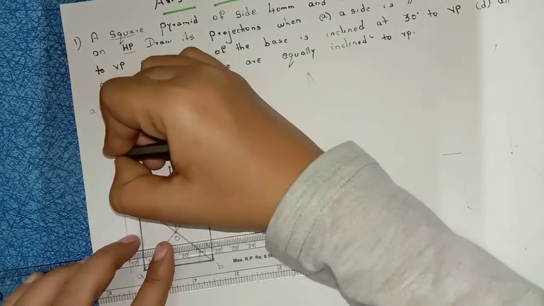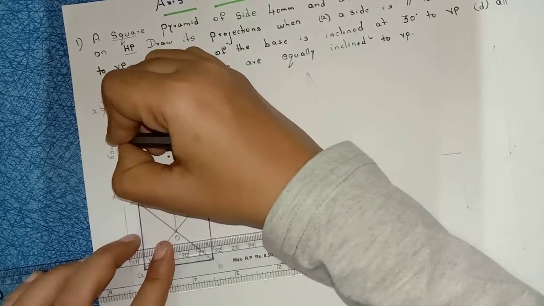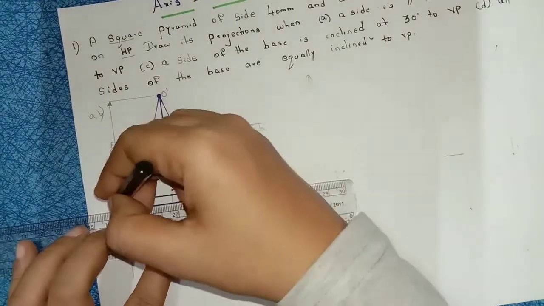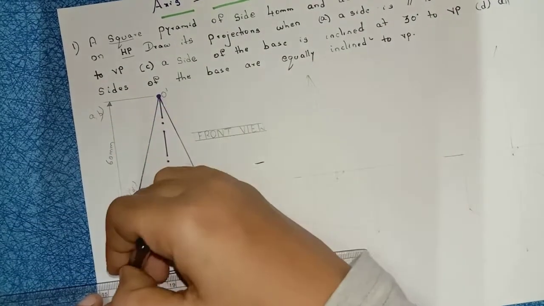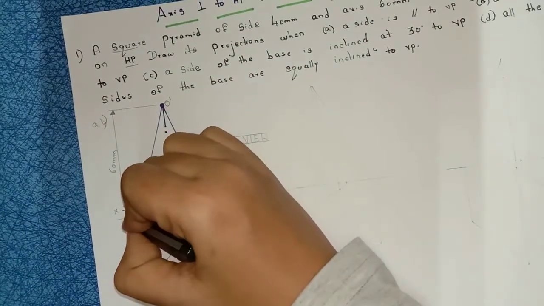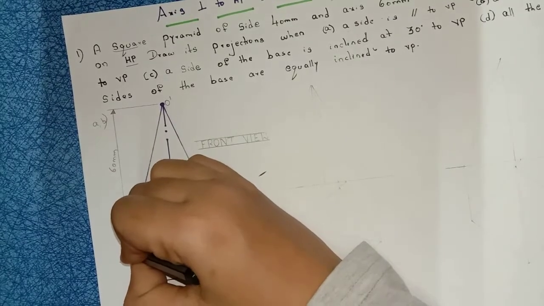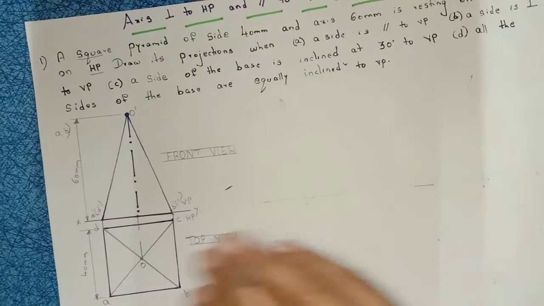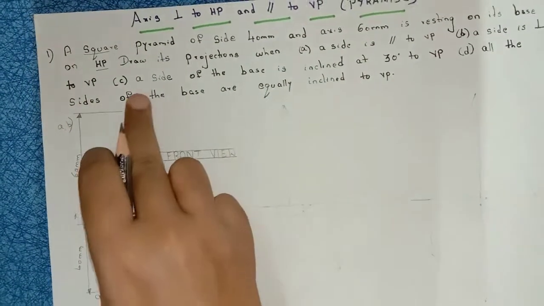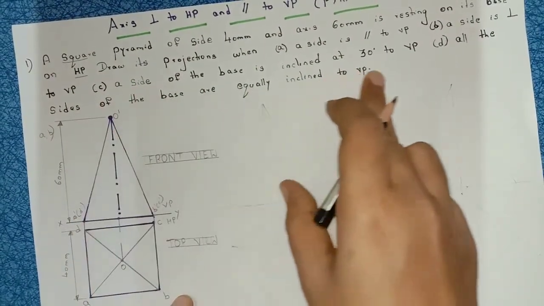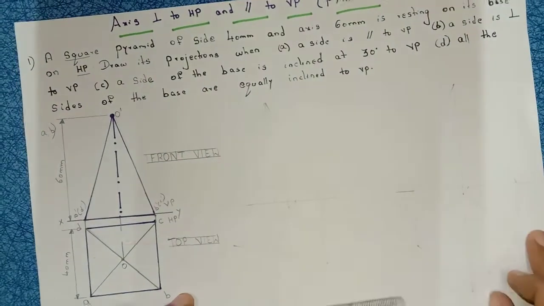Take the axis height 60 mm, right? And length of the square is here 40 mm. So this is your A bit, B bit, right? Now let us see C bit. A side of the base is inclined at 30 degrees to VP.